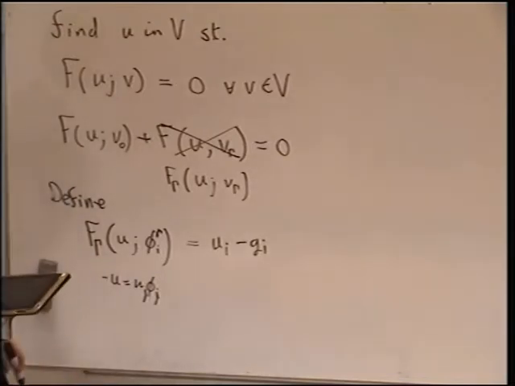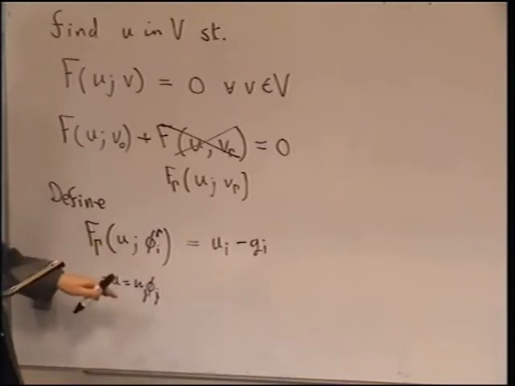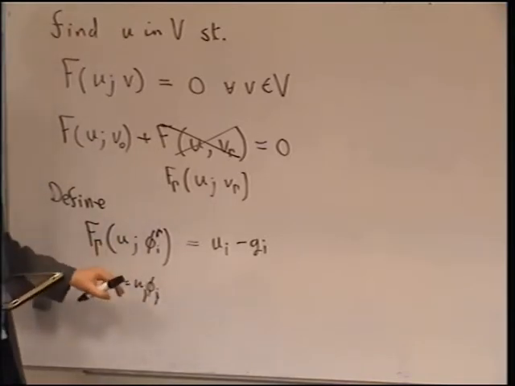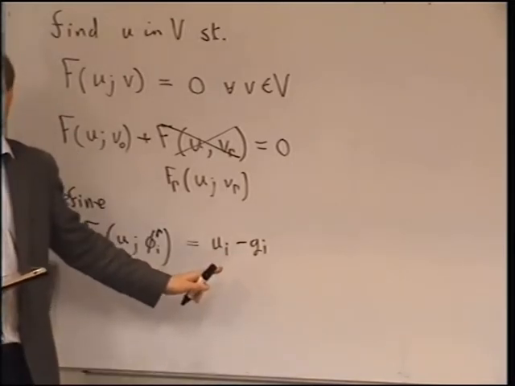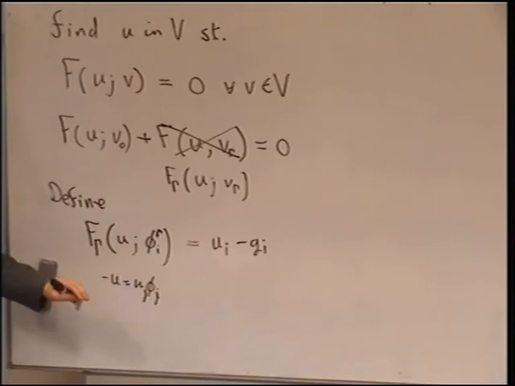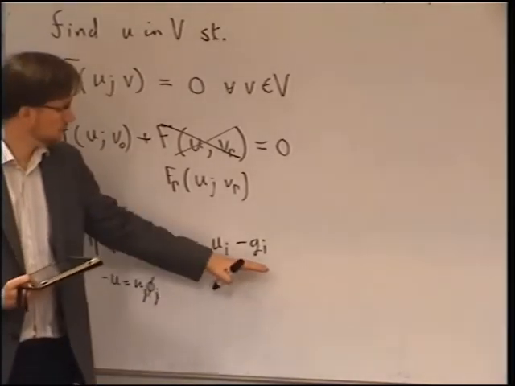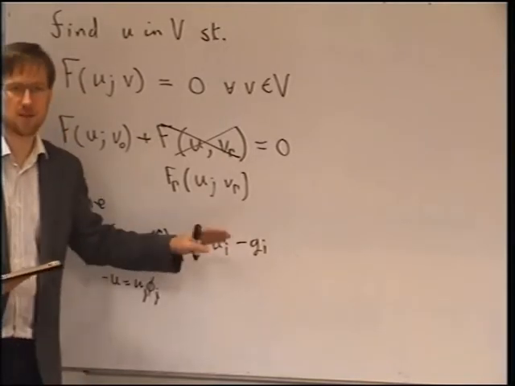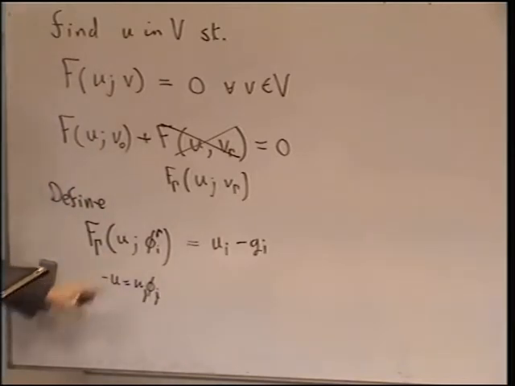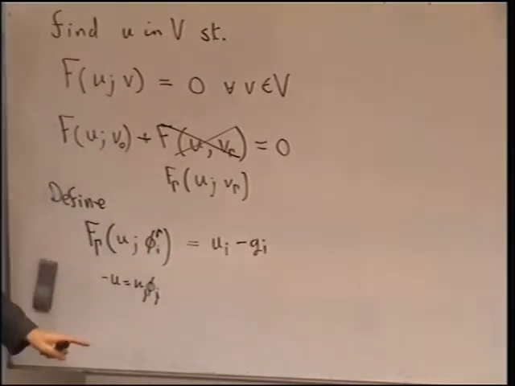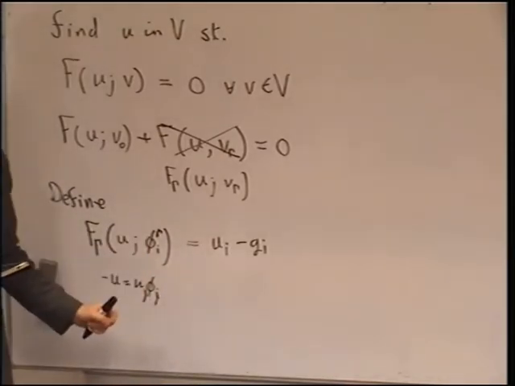So what does this mean? Well, it means that if u takes the value of g everywhere on the Dirichlet boundary, then u_i will be the same as g_i. So that will be 0. And anywhere on the Dirichlet boundary where this does not apply, then this will be non-zero. So that's what we needed. This is a functional which does the job of being 0 when we've got a solution, or this bit of the solution, and being non-zero when we don't have a solution.